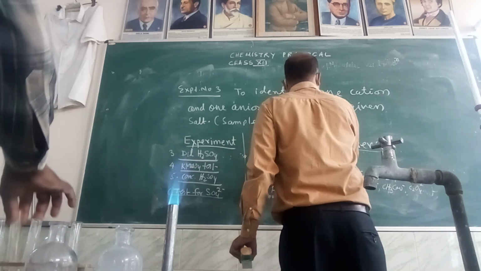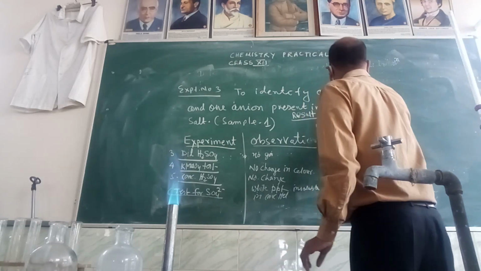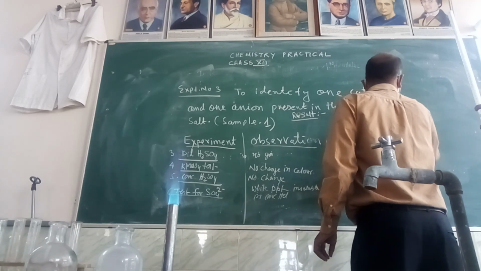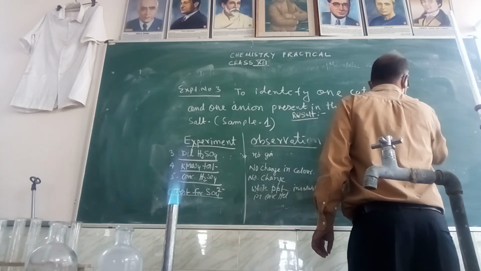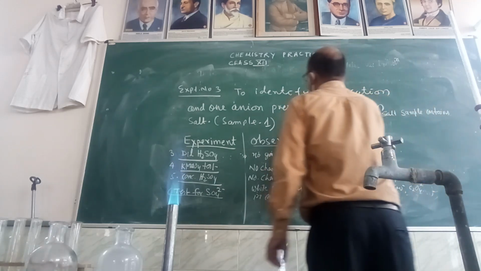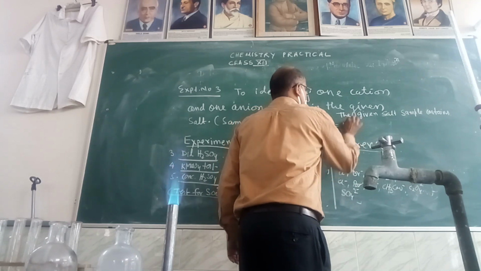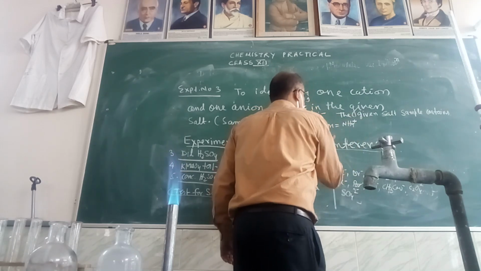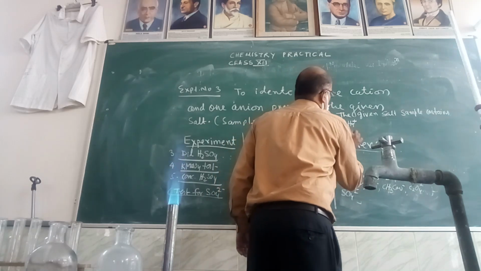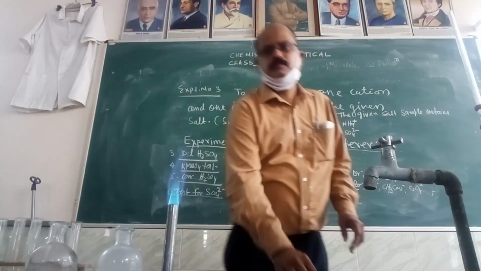Okay, at the end you will write in the result: the given salt sample contains the cation NH4 plus ion, and the anion is SO4 2 minus ion, sulfate. That's all. Thank you.